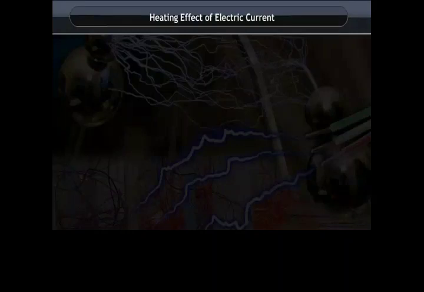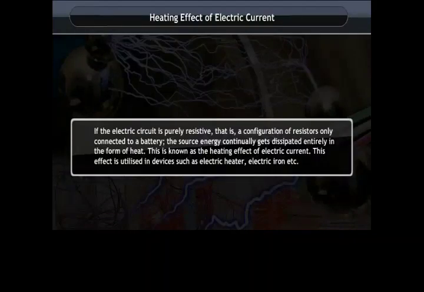Heating effect of electric current. If the electric circuit is purely resistive, that is, a configuration of resistors is only connected to a battery, the source energy continually gets dissipated entirely in the form of heat. This is known as the heating effect of electric current. This effect is utilized in devices such as electric heater and electric iron.